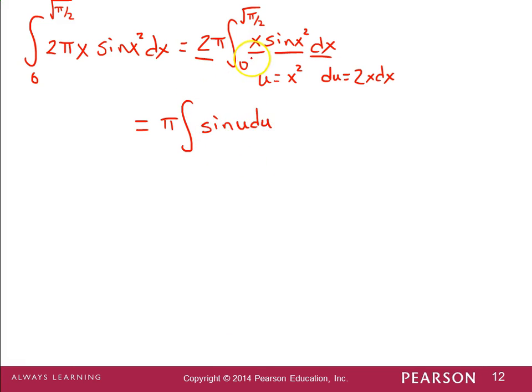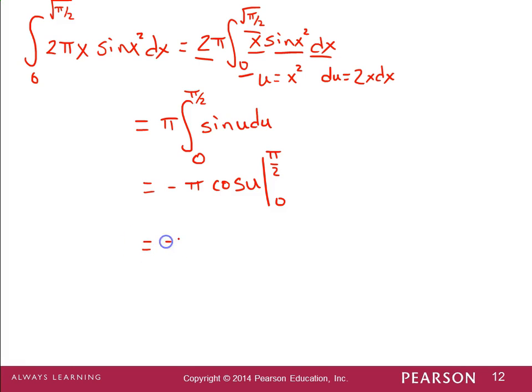Now, I can either choose to evaluate my bounds right now and exchange those, or I can switch back, and I'm just going to go ahead and evaluate because it's nice and easy. So when x is 0, u is going to be 0 squared, which is still 0. And when x is the square root of pi over 2, u is that squared, so that's just going to be pi over 2. So in doing this integral here, we know the integral of sine is negative cosine of u, and we're going to evaluate that from 0 to pi over 2.